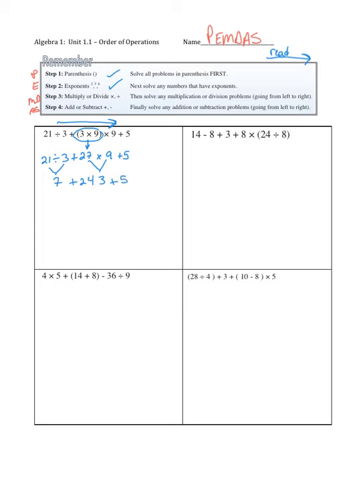See how I did that? 21 divided by 3. Then I'm not going to add 3 plus 27. No. I've got to do all my multiplication. So 27 times 9. Then I'm going to go left to right still. 7 plus 243 is 250 plus 5, 255. Now, if you do things in a different order, you're going to get a different number. That's why we have the order of operations. So everybody will solve these problems the same way.